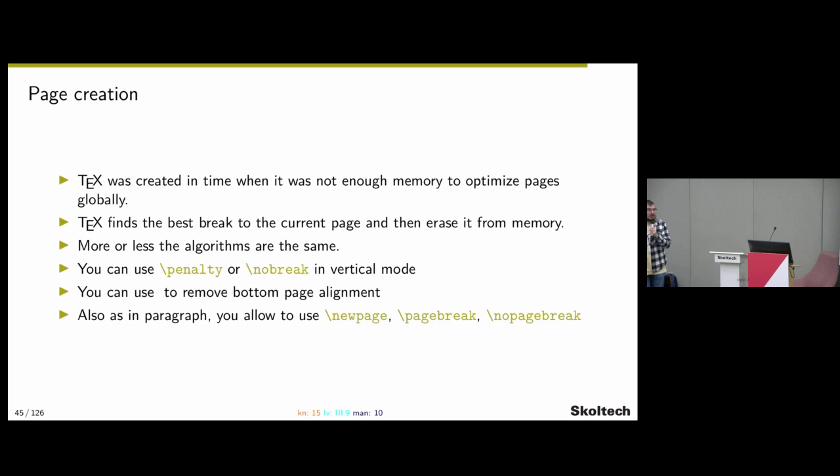About paragraphs, it was a really hard algorithm. About pages, it's much simpler, just because at the time when TeX arrived, it had not enough memory to have global optimizations. So all you can do is make some penalties. You can add a new page and page break and so on. So page creation is much simpler.